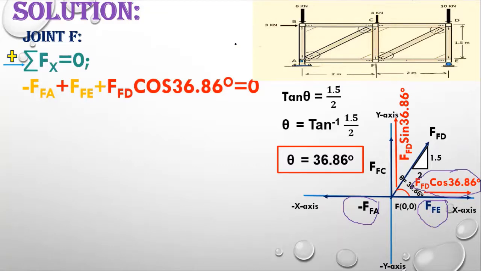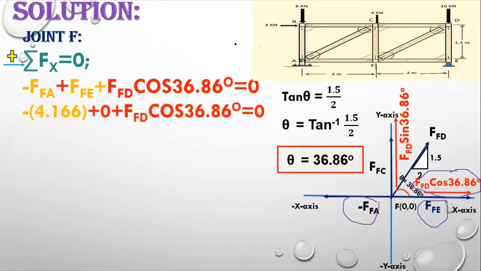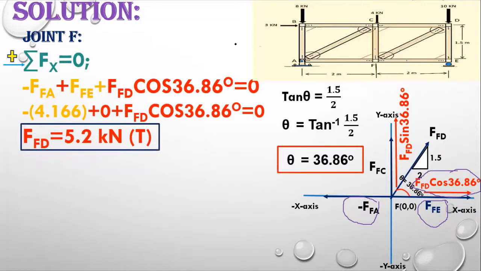Now we have already calculated the member force FFA, and we have already calculated FFE at joint E. So we put the member force FFE as 0, and FFA equals 4.166. Then we calculate FFD cos 36.86. FFD equals 4.166 divided by cos 36.86 degree, then you will be able to calculate the member force FFD as 5.2 kilonewton tensile force. Then we are going to sum up vertical forces.